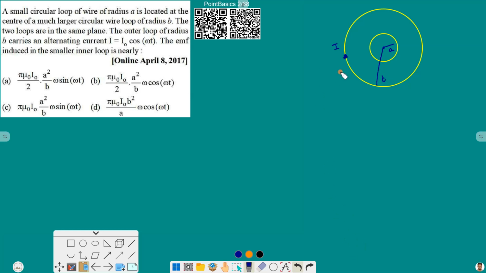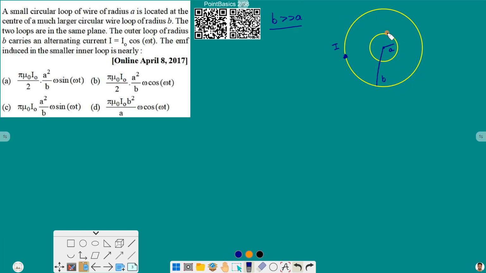Now, as the current is varying, the value of the magnetic field for this smaller loop will keep on changing, and due to the changing magnetic field there will be a change in flux, and due to the change in flux there will be an induced EMF. The one condition we will assume here is that B is very large compared to A, so that this smaller loop of radius A is just around the center of the bigger loop.